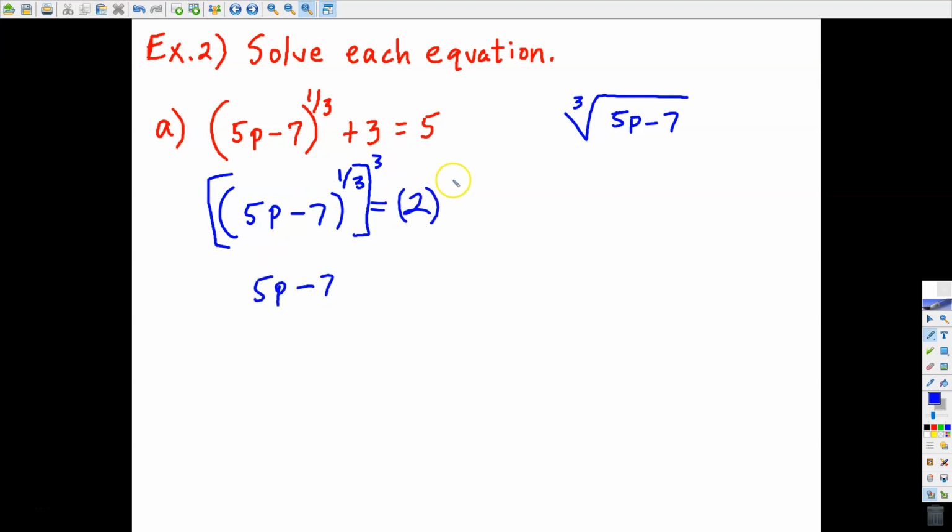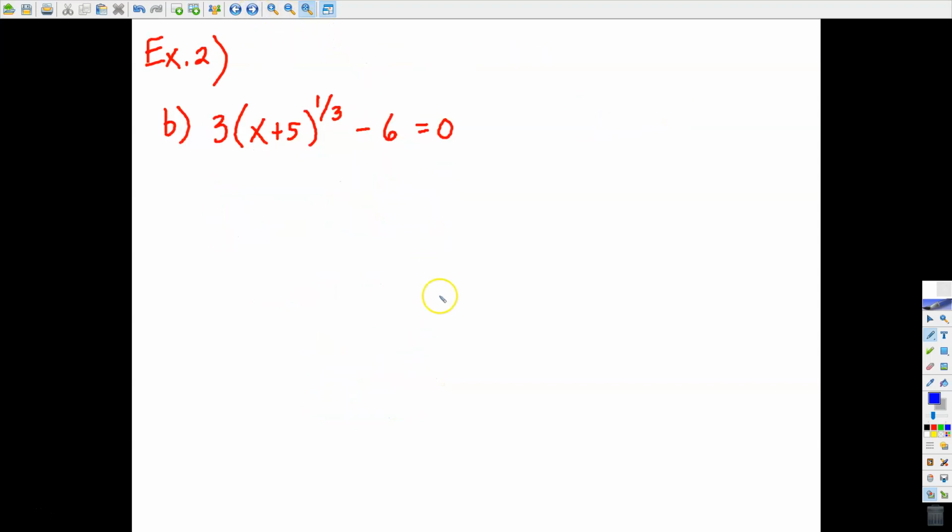And now I'm going to raise both sides to the 3rd power to make this become exponent 1. So since I raised the left side to the 3rd, I'm going to also do the right. 5p is equal to 15, so p is equal to 3. Let's check and see if it works. 5 times 3 is 15. 15 minus 7 is 8. This means the cube root of 8, which is 2. 2 plus 3 is 5. So we have a good answer, p equals 3.